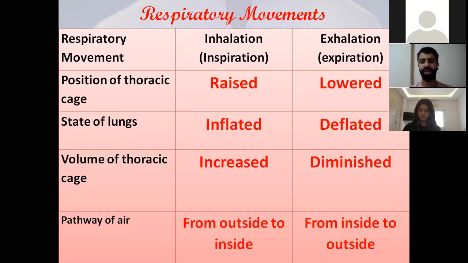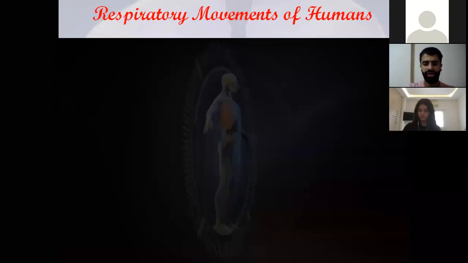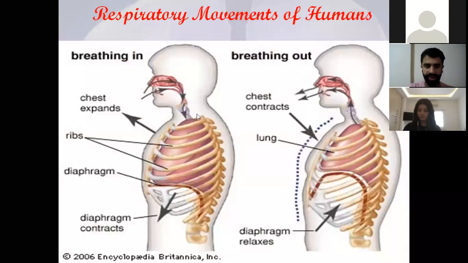Volume of the thoracic cage. During inhalation, the volume of the thoracic cage. This is the thoracic cage, the ribs. Okay? This is the thoracic cage. So if you put your hand here, you have bones.